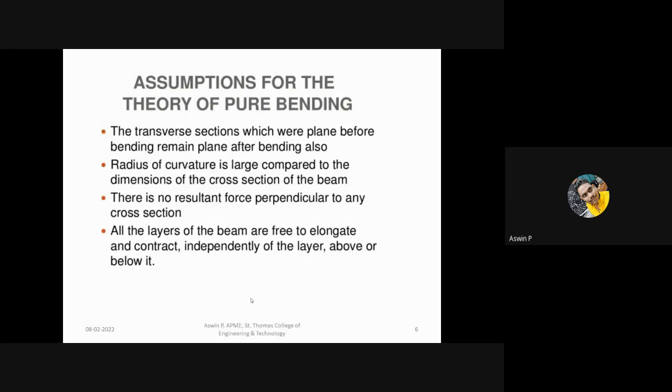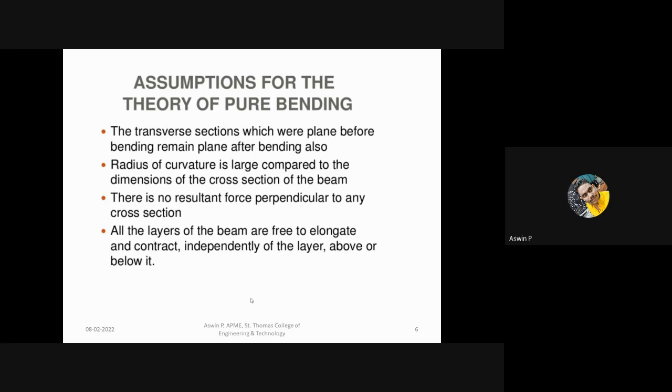Then the next one is that the radius of curvature is large compared to the dimension of the cross section of the beam. You can see the image in the next slide that when you are taking a radius of curvature, that is capital letter R, that should be far bigger than the cross-sectional area. Or the radius of curvature is very large compared to the depth of the beam. That is a simple term.